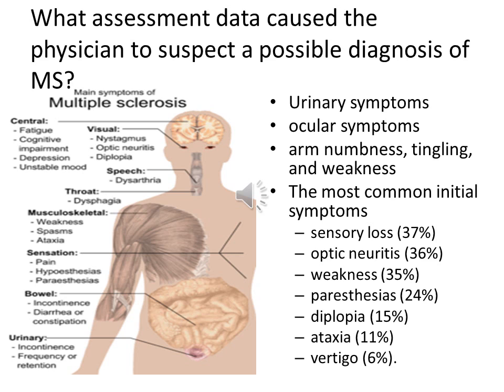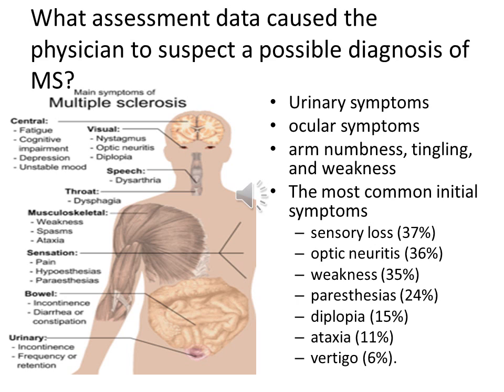What assessment data caused the physician to suspect a possible diagnosis of MS? The urinary symptoms, which are due to damage to the motor and sensory control centers, the ocular symptoms, the dizziness or fuzziness he was having, and the arm numbness, tingling, and weakness due to the motor and sensory nerve tracts. There can also be symptoms associated with damage to the cerebellar region, cerebral cortex, or sacral cord lesions.